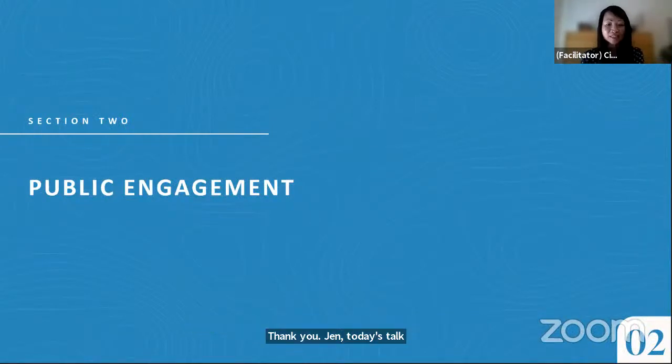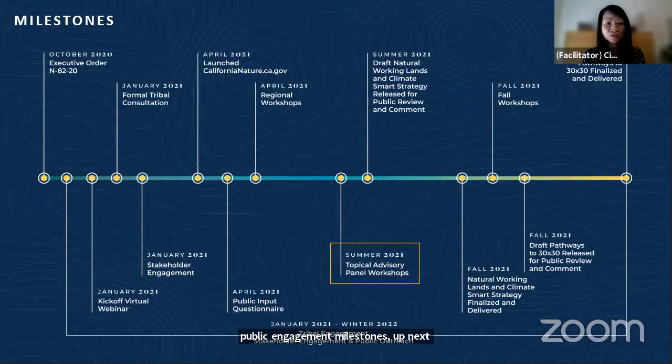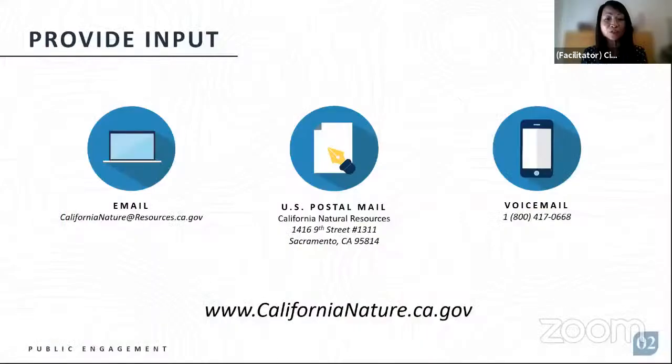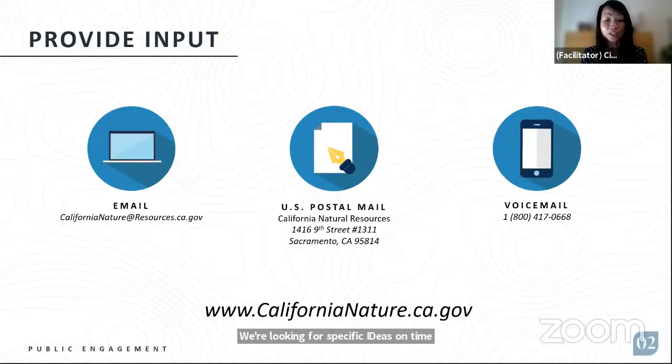Today's topical workshop builds on several previous public engagement milestones. Formal consultation with California Native American tribes and continued tribal engagement activities. Ongoing engagement with priority communities and stakeholders. Nine regional workshops engaging 2,500 stakeholders across California, and several topical workshops aimed to address key topics and questions and gather your input. We're looking for specific ideas on types of programs that should be included or expanded on, referrals to any organizations doing relevant work to propel us closer to the goals of 30 by 30 and advancing nature-based solutions. We want to hear from as many participants as possible.